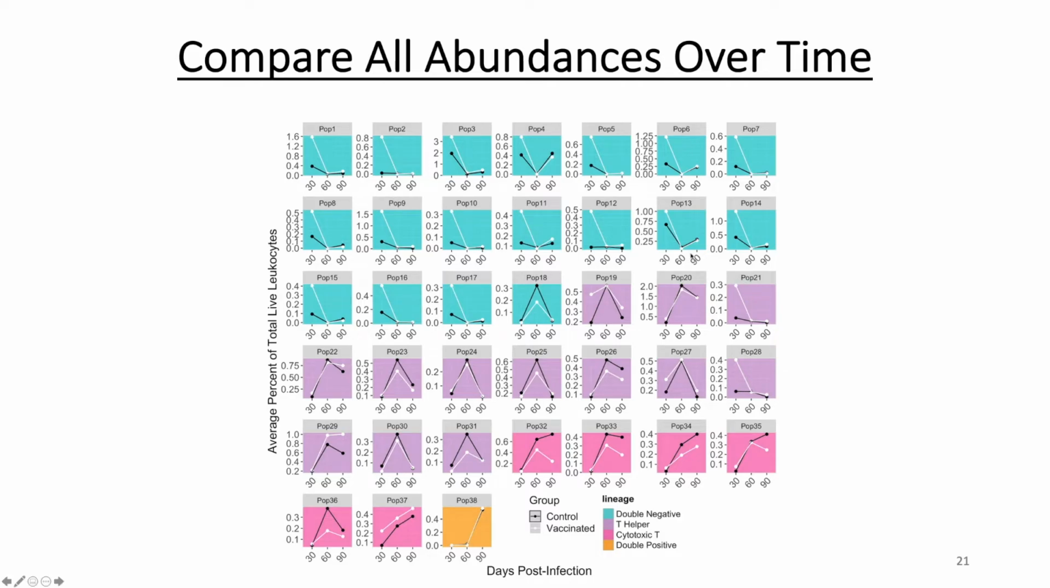And in these plots, the background color for each plot gives information about the specific lineage. For example, those in blue are double negative, so CD4 negative, CD8 negative cells. Purple are CD4 positive, pink are CD8 positive, and orange are CD4 and CD8 positive cells. And so by adding these background colors, they can also help us identify some common patterns between different cell lineages.